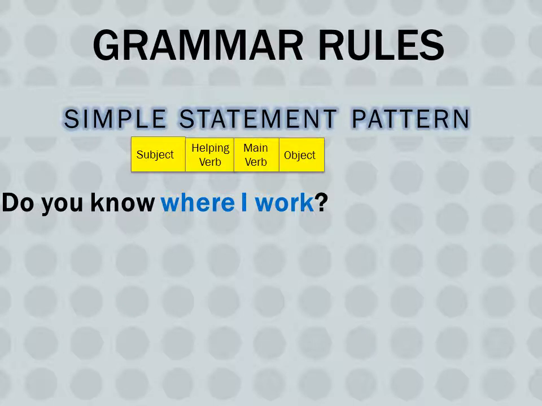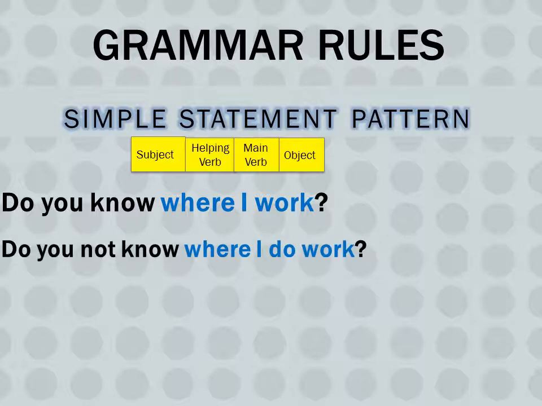So our correct sentence is, do you know where I work? For emphasis, if somebody would like to use an auxiliary or the helping verb with the second subject I, then do can be used after the subject I, where I do work, like this. In this sentence, one more thing you are to note, that we have used not in the first part of the statement. Do you not know?